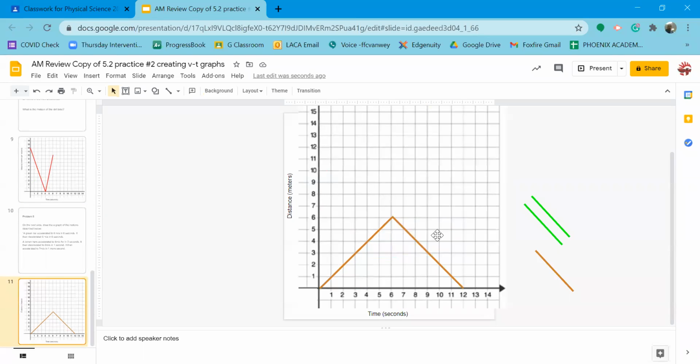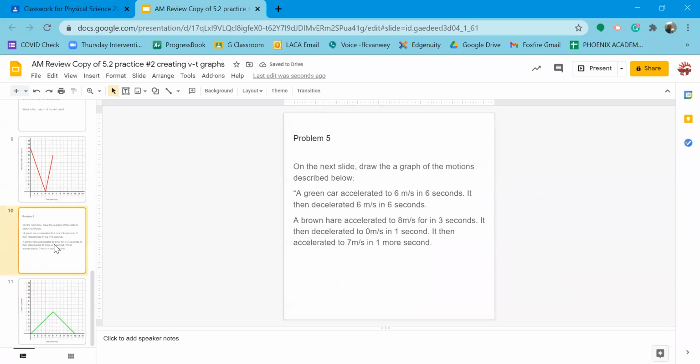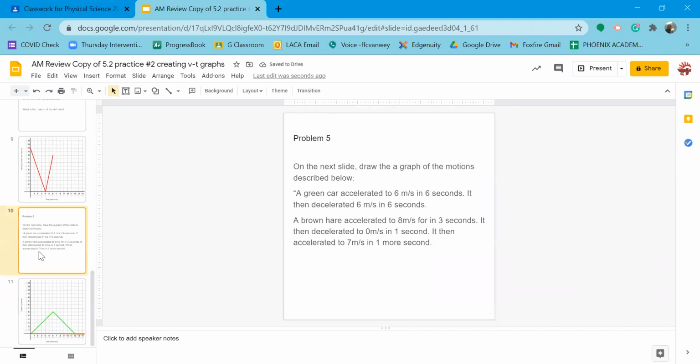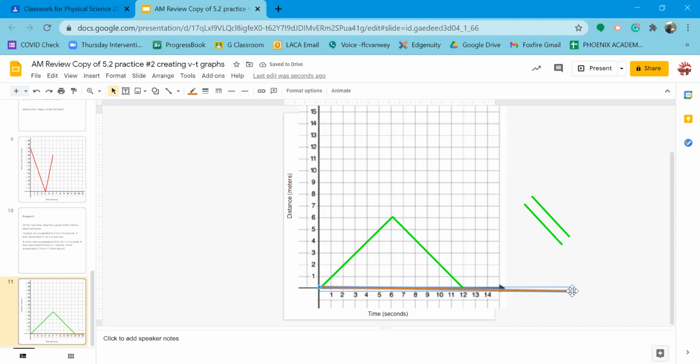And that was supposed to be the green car. So, oops, that's all right. I'll just recolor these. Okay. The brown car accelerated 8 meters per second for 3 seconds, to 8 meters per second, and it took it 3 seconds. There's 1 second, 2 seconds, 3 seconds.